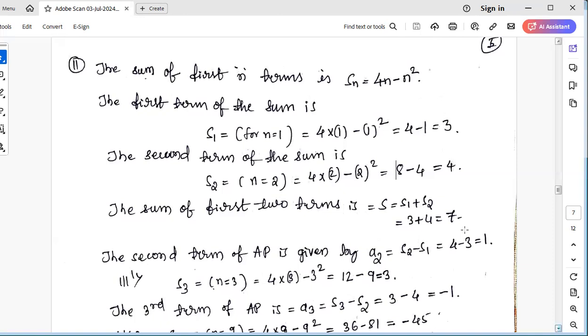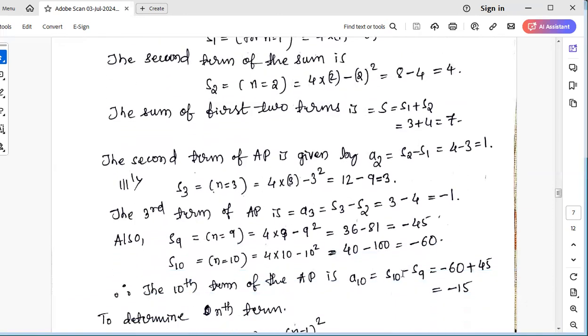Next, we will determine the second term of the AP. The second term of AP is A2. Remember this formula, it is very important. The second term of the given AP is obtained from the sums, so it is S2 minus S1. S2 is 4, S1 is 3, 4 minus 3 is 1. So 1 is the second term of the AP.